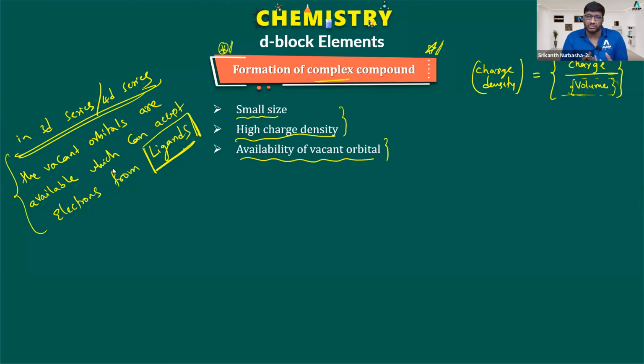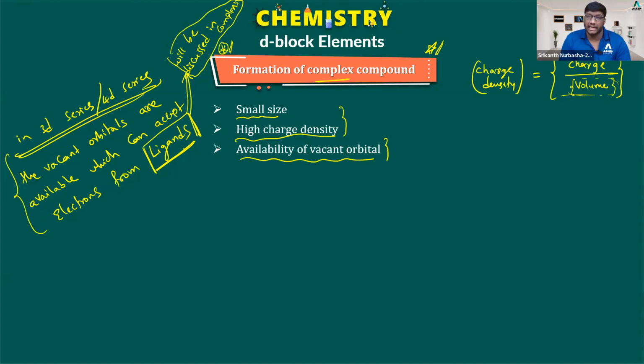Ligands are those species which can donate their electrons. We will discuss this. Ligands will be discussed in complexes. What are the different types of ligands? That we are going to discuss in the next chapter, complex compounds.